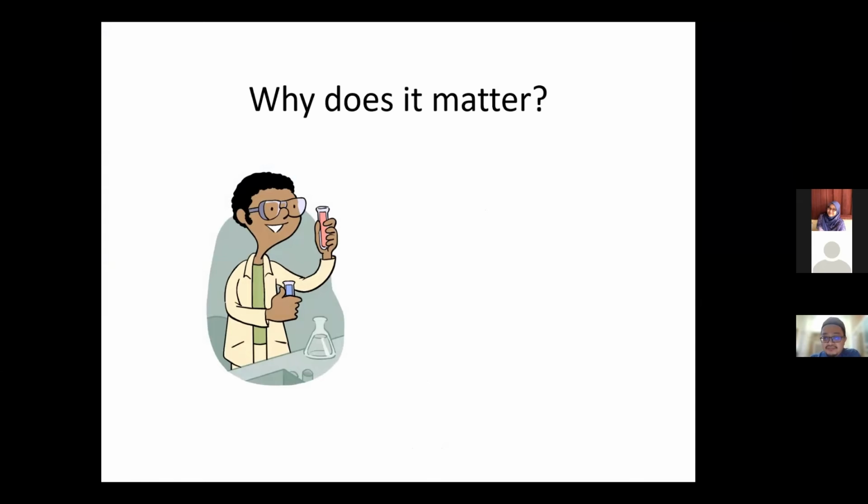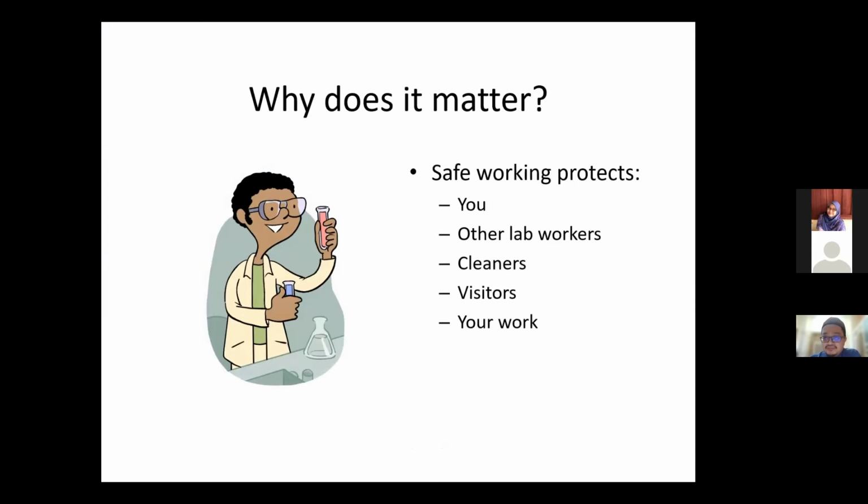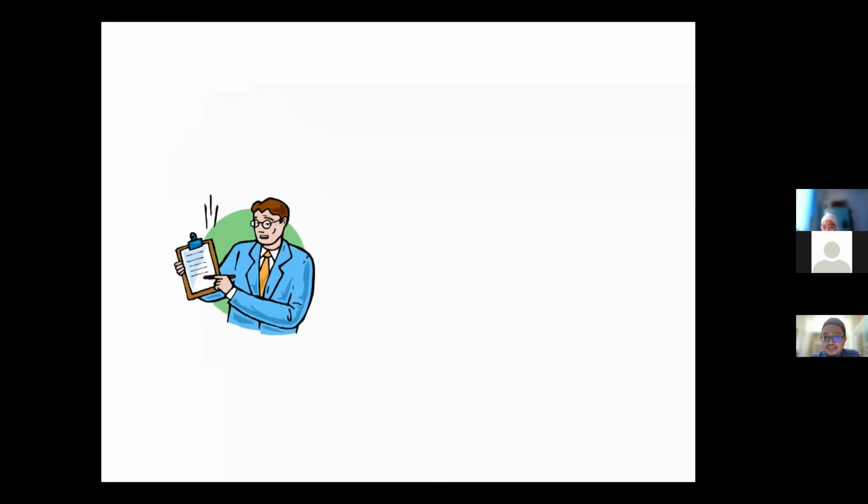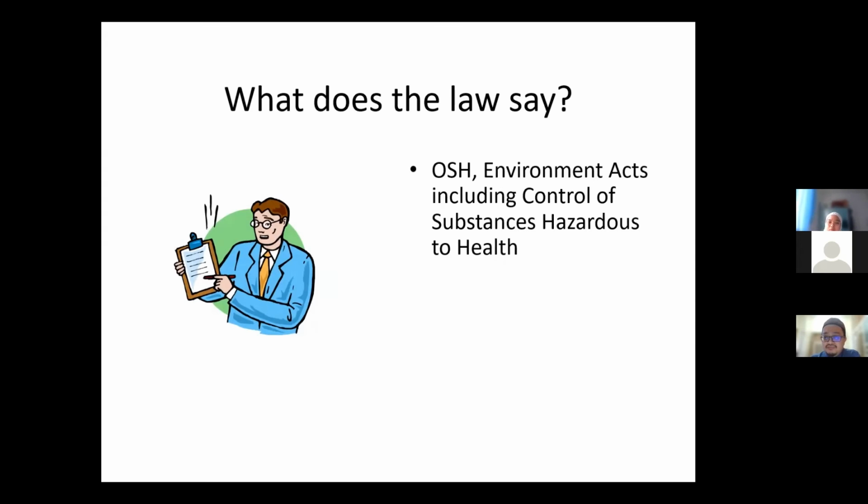Why does lab safety matter? Because safe working will protect you, other lab workers, even the cleaners that come to the lab, visitors, we never know, rector may come, also your own work, protecting it from contamination. So always need to be safe. What does the law say? We have laws, we have agencies that want us to work in a safe manner. Yesterday one worker had an accident, a fatal accident at a factory.